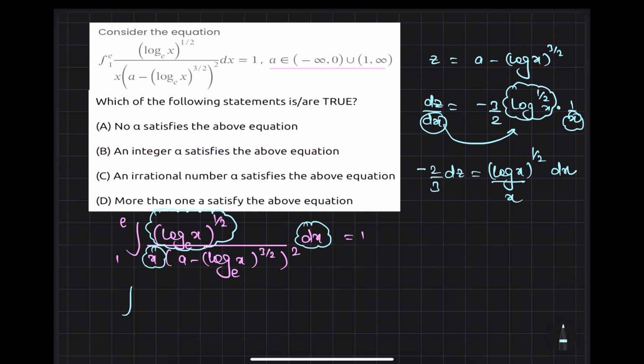You know that if you take anything as z, the limits change. If you use the lower limit 1, log 1 becomes 0, so the lower limit becomes a. If you use the upper limit e in place of x, ln e is 1, and 1 to the power anything is 1, so the upper limit becomes a minus 1. Now we have to integrate dz by z square, and the answer is 1.